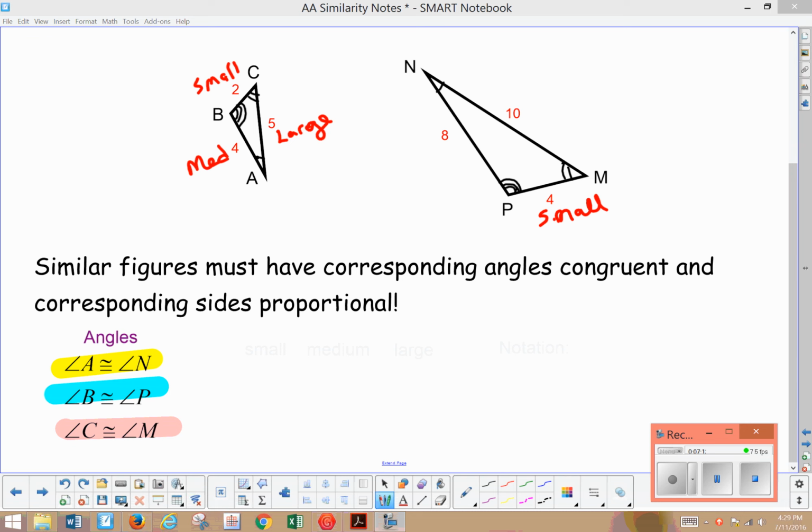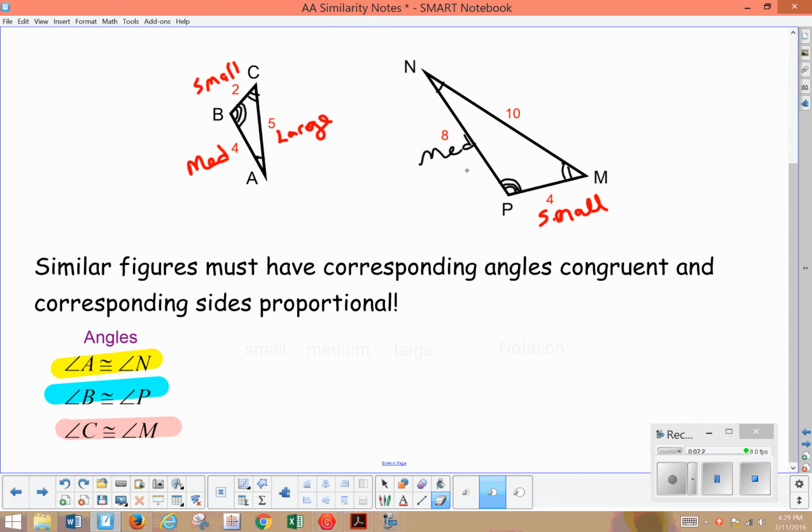So in my figure at the right, my small side is the 4. The 8 is the medium side. I know that simply because of the numbers. The numbers actually show me where my small, my medium, and my large is. I'm going to write that in the right color, in red. So that's medium. The 10 is the largest side in that figure.